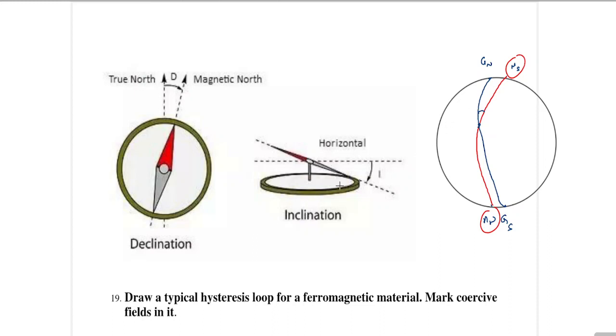Next is inclination. Now suppose we hang a bar magnet like this, it will not be straight. It depends on the place. Imagine that the magnet will bend like this, meaning it points in some direction. If we have the horizontal like this, the angle made between the horizontal and the direction the magnet is pointing is called inclination. Just remember these two definitions.